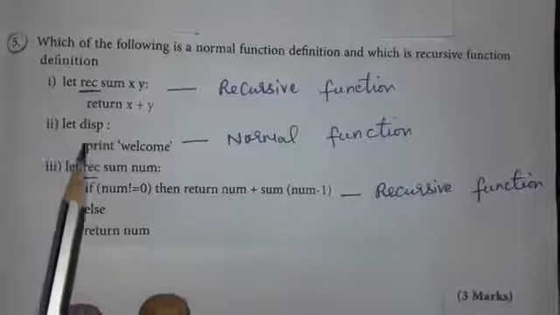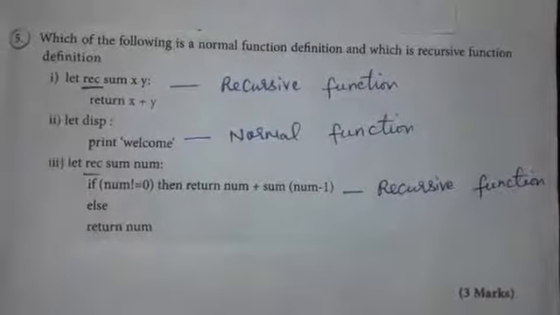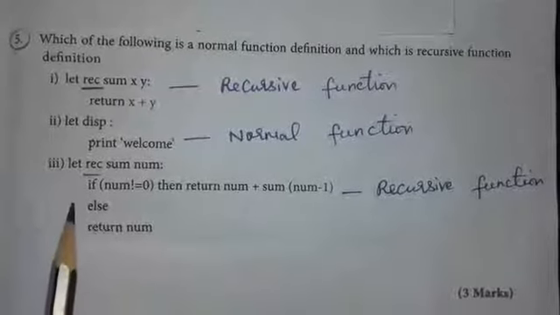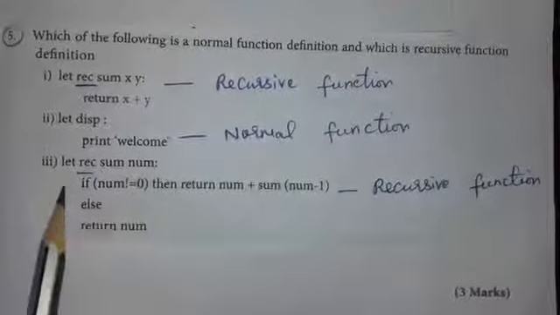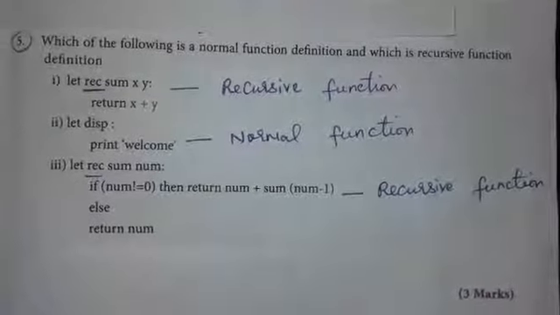Second one, let disp, is a normal function. REC is not used here, so it is a normal function. Then the third one is also a recursive function because REC is used here. Now we'll see the next one.